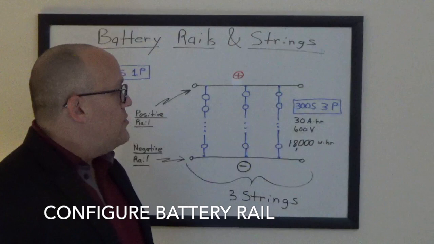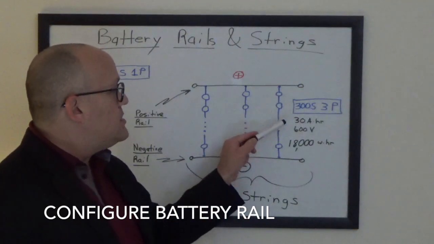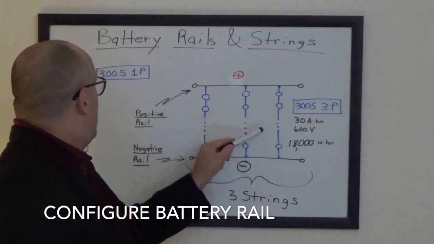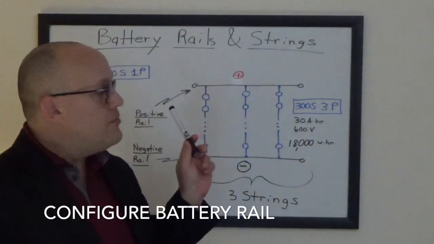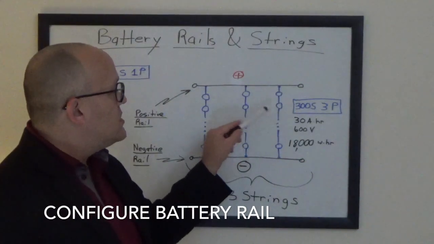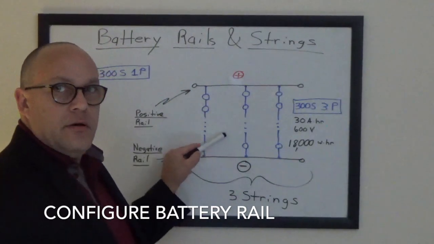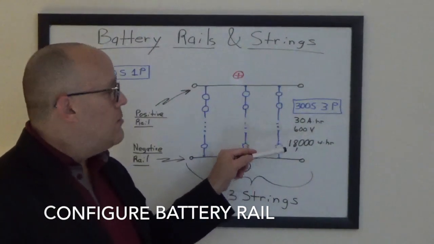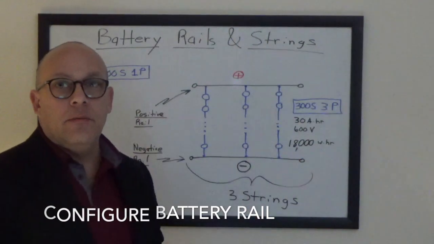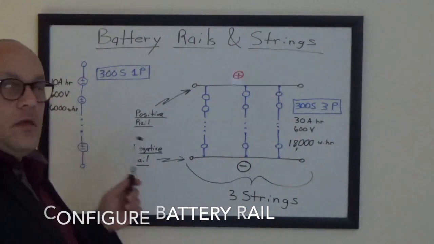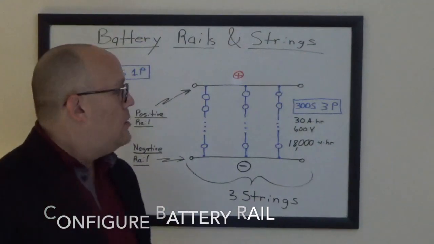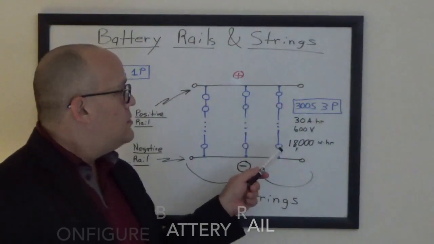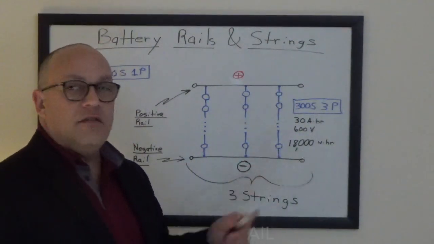Now that we have 3 parallel strings, we have 30 amp hours. Remember, a single string is 10 amp hours. We have 600 volts because we still have the same amount of series stack up in these 3 strings, so we still have 600 volts. But now we have 18,000 watt hours. Remember, the single string is 6,000 watt hours times 3 for the 3 parallel strings on the rail becomes 18,000 watt hours.